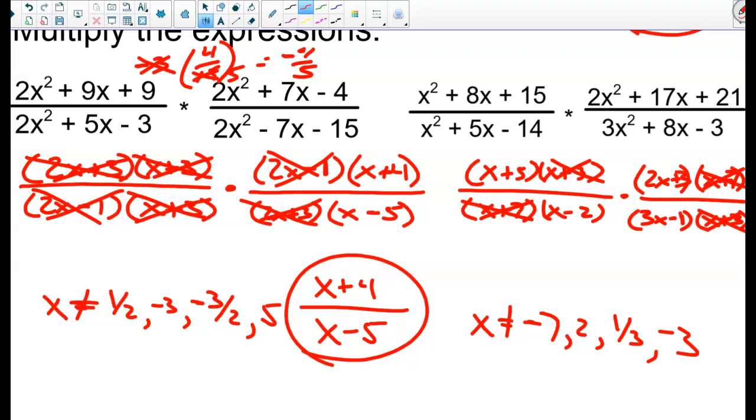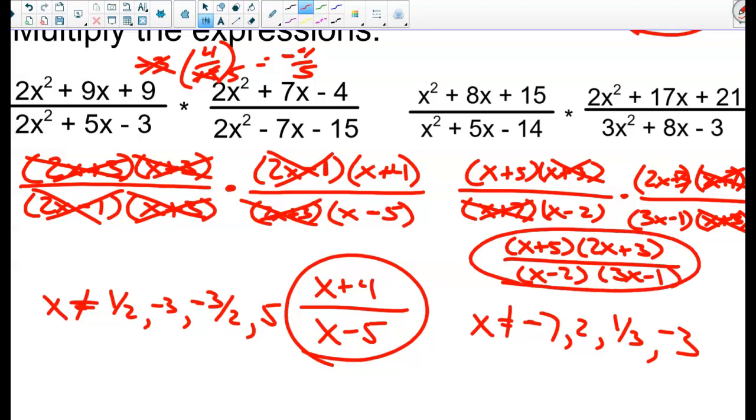Once I cancel everything out, I'm going to leave this answer as this. X plus 5 times 2x plus 3, x minus 2 times 3x minus 1. You do not need to FOIL that out. Leaving it this way allows me to determine that you can't factor it anymore.